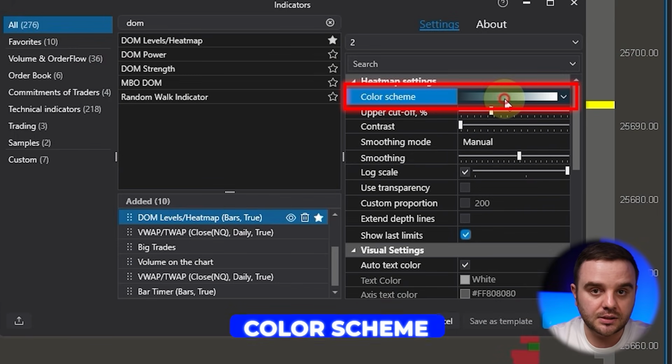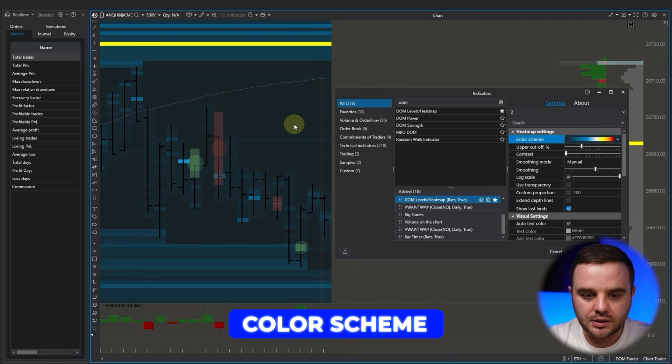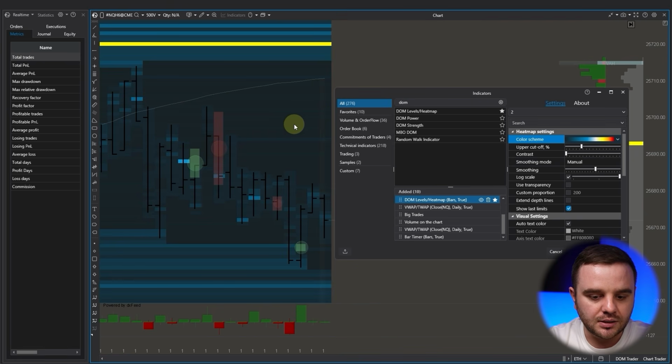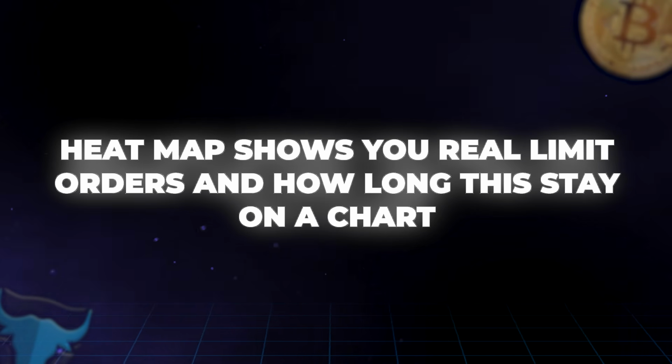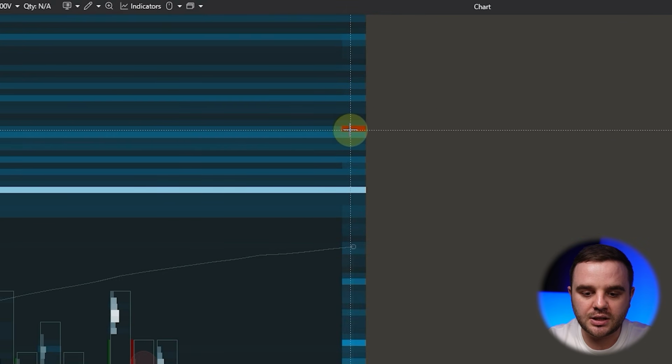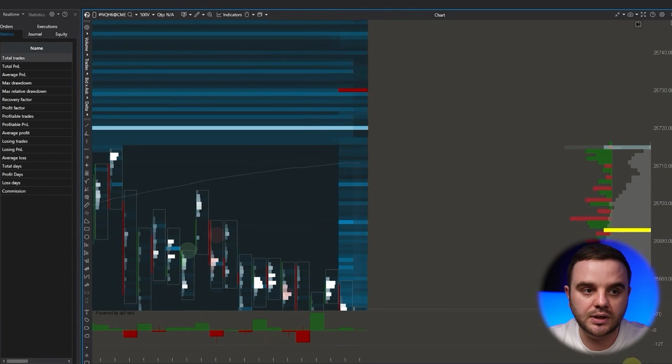First one is the color scheme. What does this color scheme mean? The brightest color means more volume traded. Remember that this heat map shows you real, actual limit orders and how long they stay on a chart. Even this red color on a chart means that there is a significant limit order.